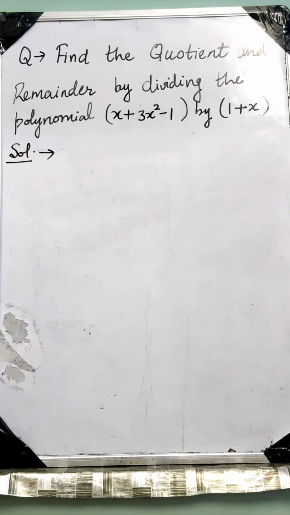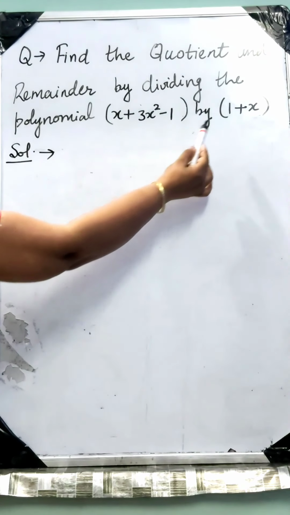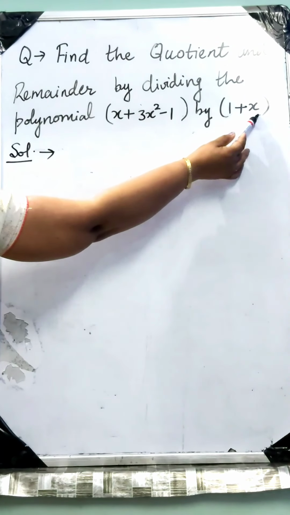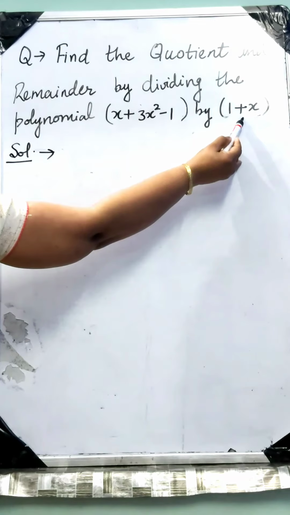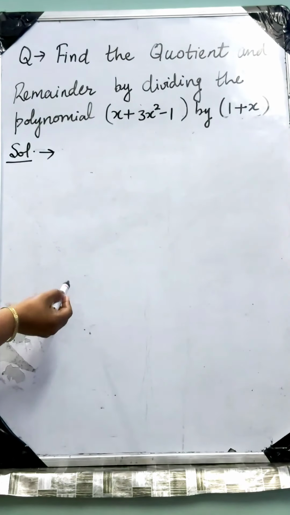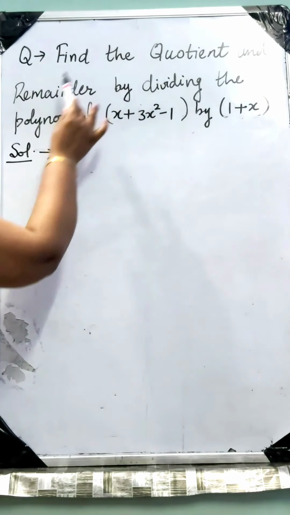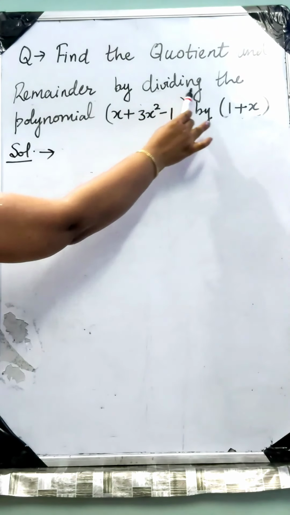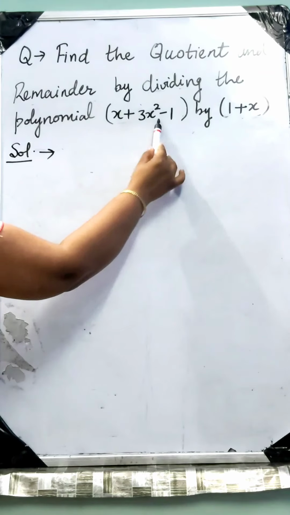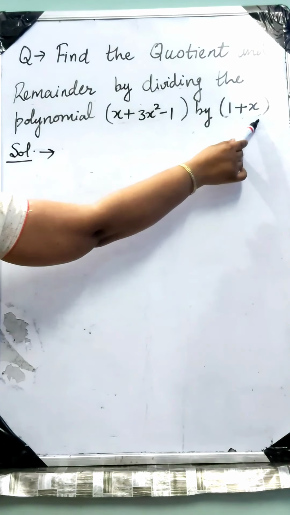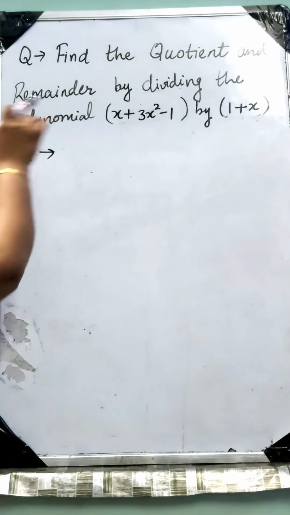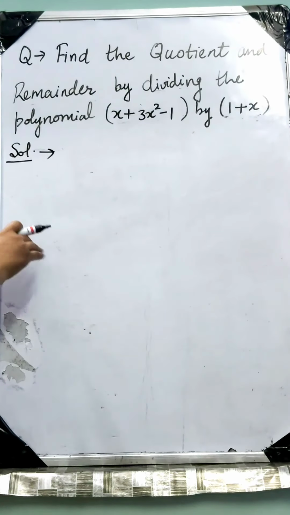Hello students. In this module you will learn division of a polynomial by another polynomial or linear polynomial by the long division method. Now our question is: find the quotient and remainder by dividing the polynomial by 1 plus x. To do this question we will follow the following steps.